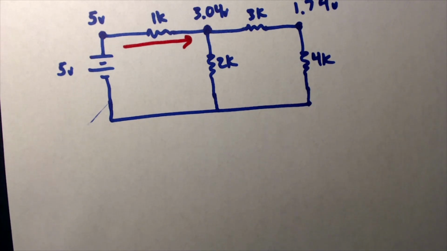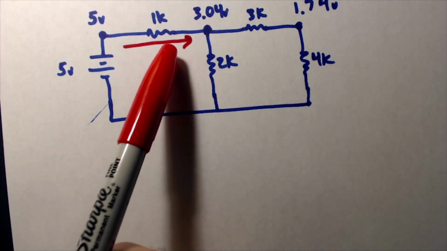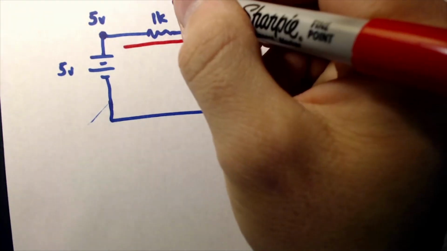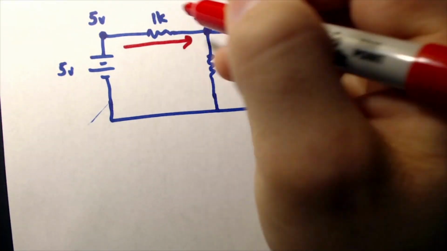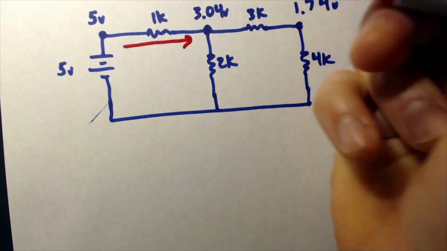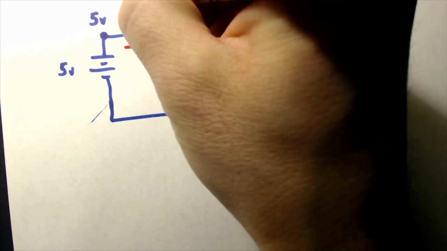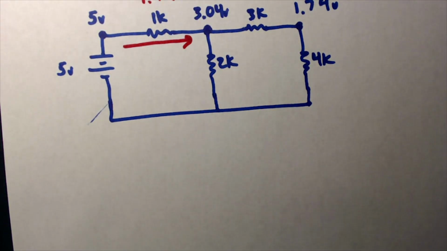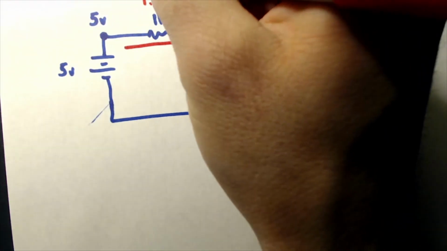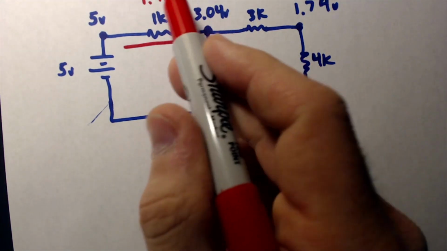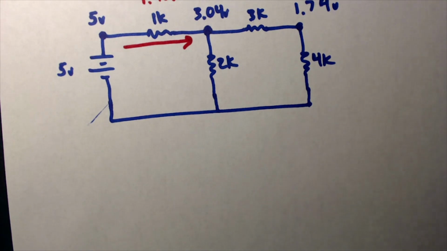Now, if you want to find out what the current is, well, first let's figure out the voltage drop across the 1K. Now we have 5 volts on one side, 3.04 volts on the other side. So real easy, it'll just be 5 volts minus 3.04. That gives us 1.96 volts. Okay, so I just did 5 volts minus 3.04 and get the absolute value for the voltage drop across the 1K.